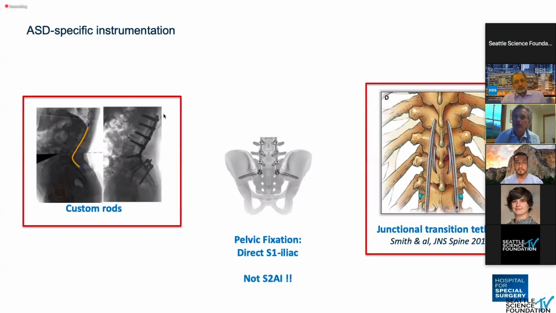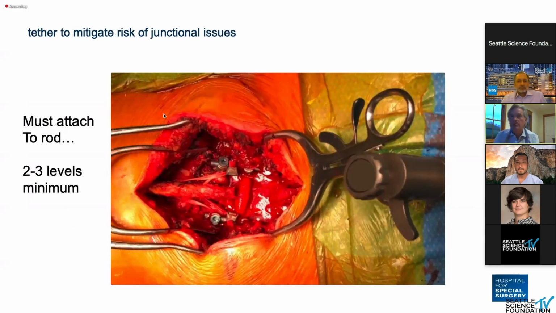Implants and instruments have changed, of course, so custom rods have helped us quite a bit to dial in ideal alignment for these reconstructions. I've changed my iliac fixation to be in line. I don't like S2AI, so direct S1 lateral approach, but gets everything in line. And we're using junctional transition tethers to buffer the junction. Here you can see an image of that.